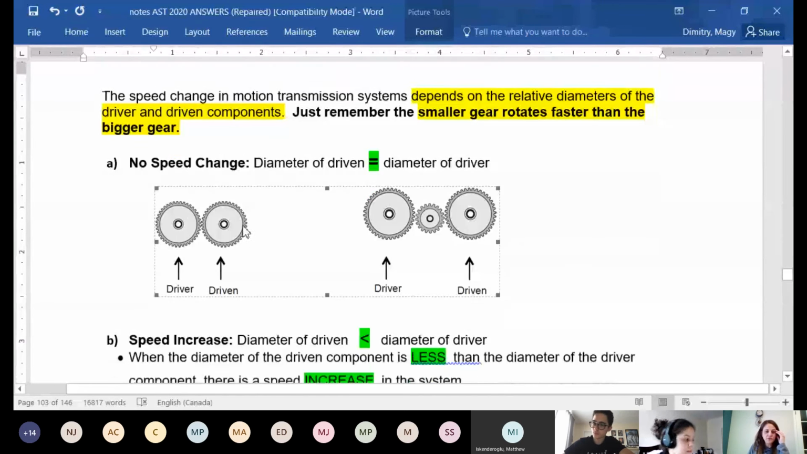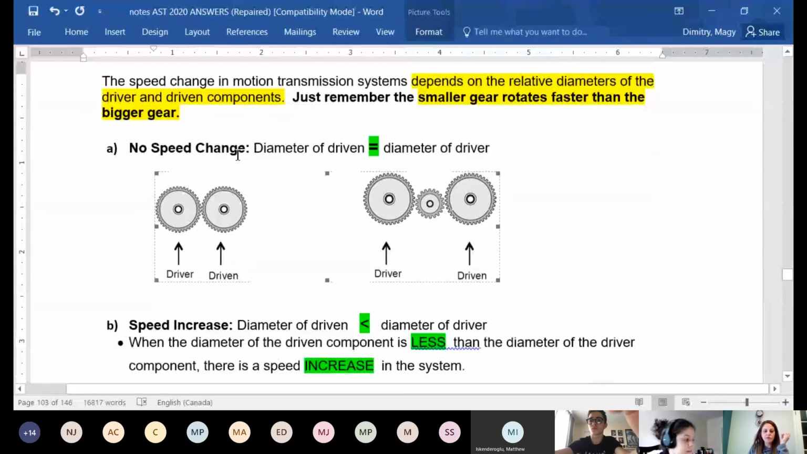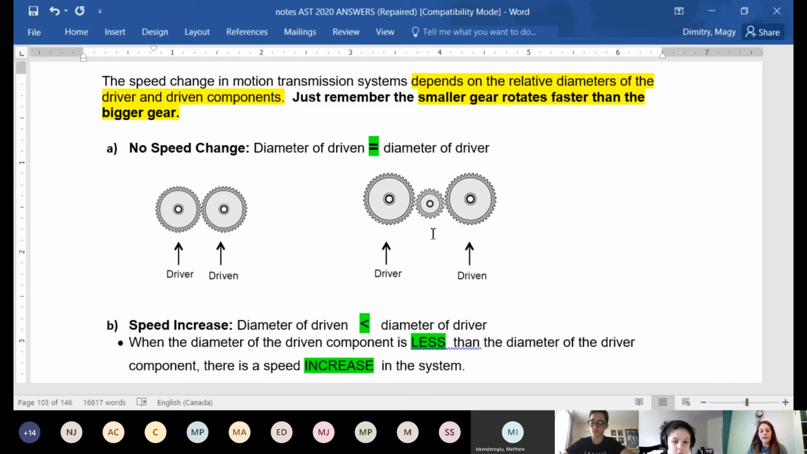So you have three possibilities of speeds. You have the possibility of no speed change, and in this case, the diameter of the driven gear is equal to the diameter of the driver. So pay attention here. Even if there's an intermediate, the overall speed, as if the intermediate doesn't affect anything, really as if it's not there, you really look at before and after. The driver at the beginning is the same size as the driven at the end. So that means that it's the same speed.